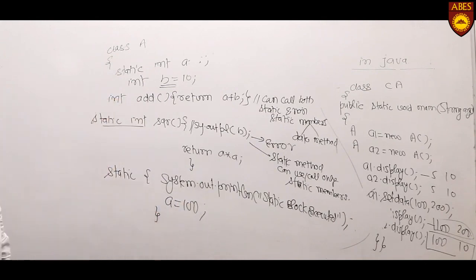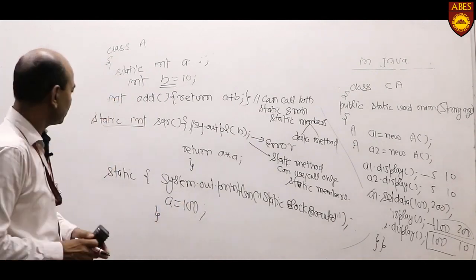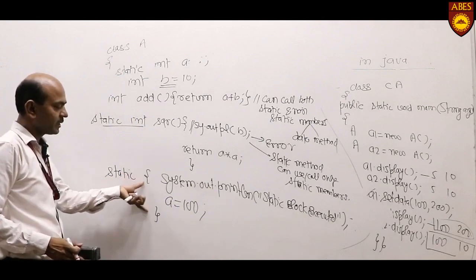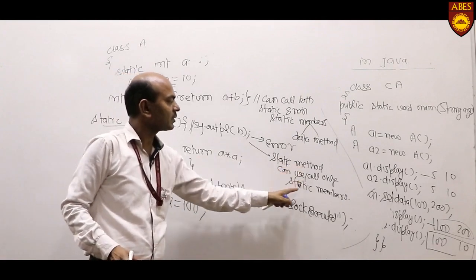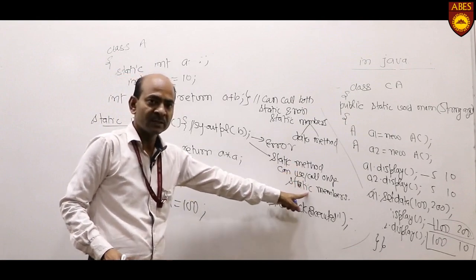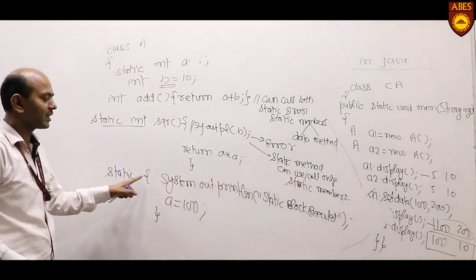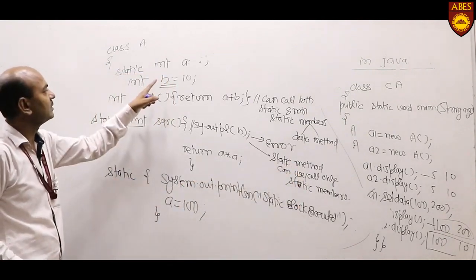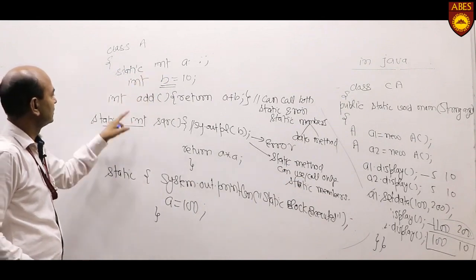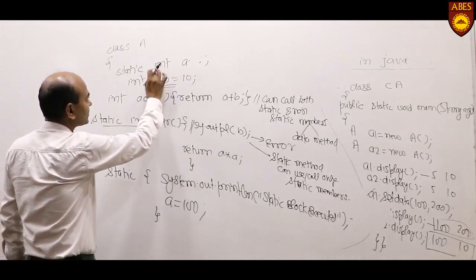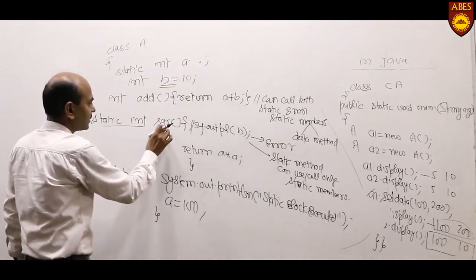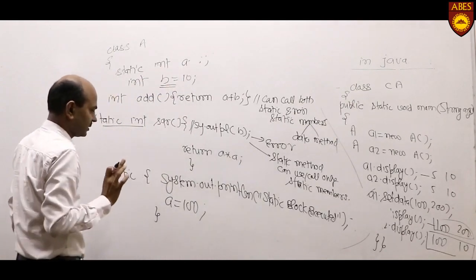I cannot assign value to b because this is a static block, and I have told you that as a static method can call only static members, similarly a static block can also call static members only. So I can call the static member a or sqr, which is a static method.